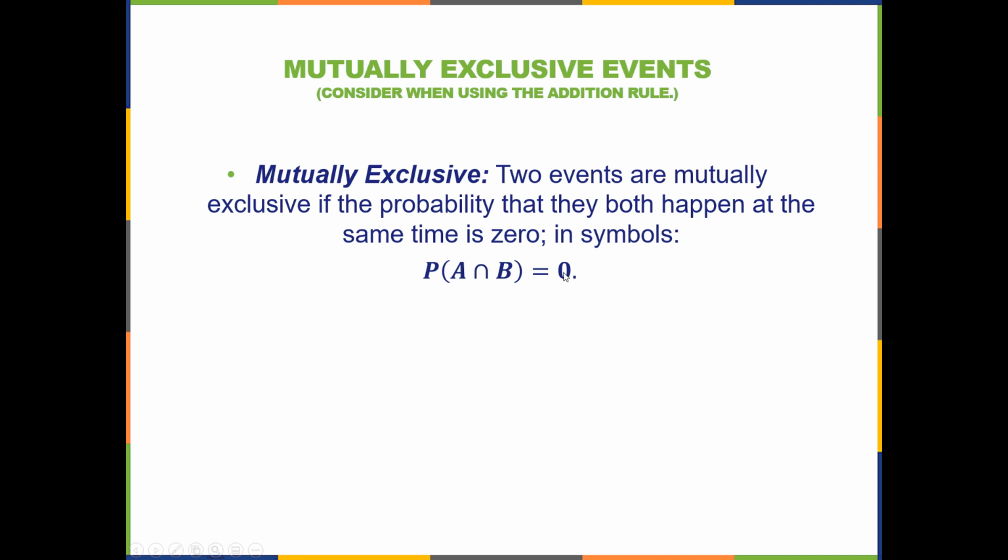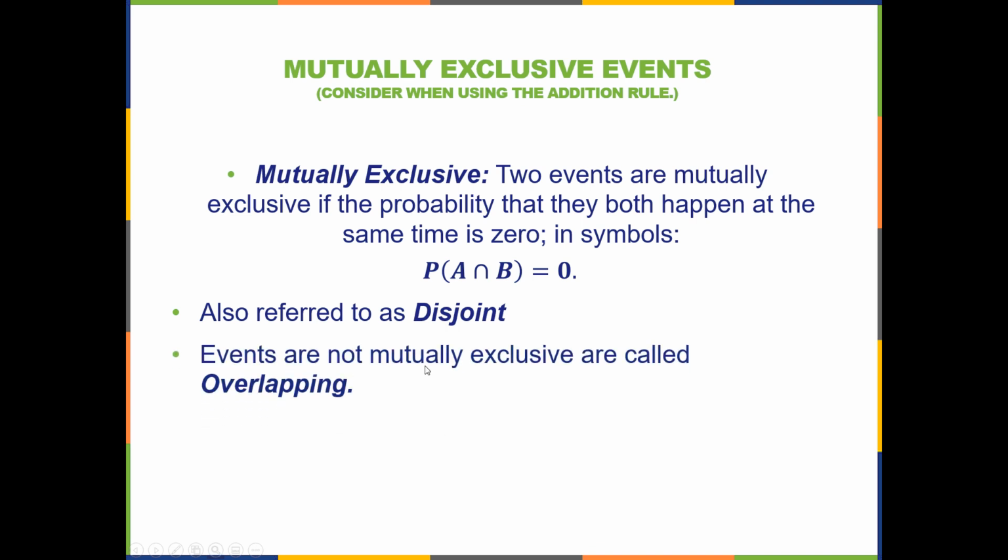We can state this in symbols like this. Sometimes you'll see the word and there. I like this better because it represents intersection, which I think is more specific. It's also referred to as disjoint if the two don't overlap. So events that are not mutually exclusive are called overlapping.